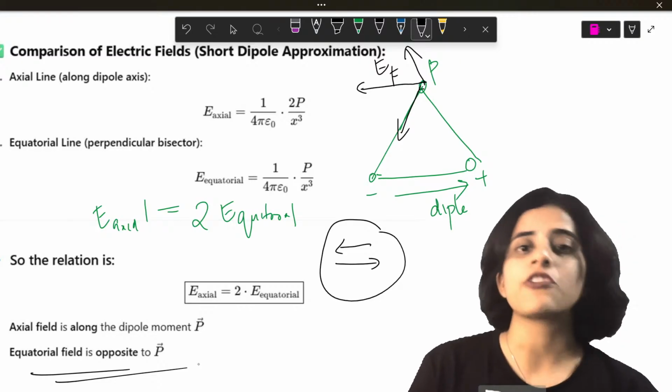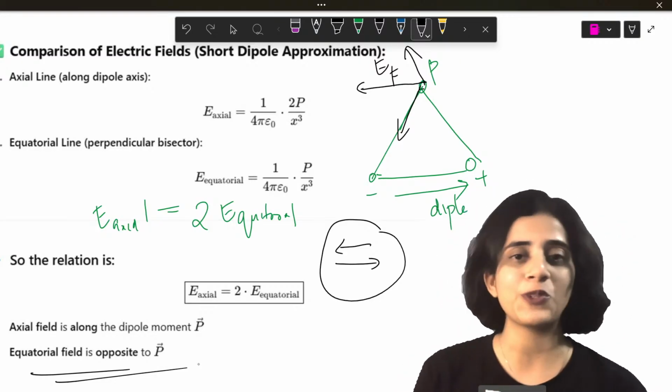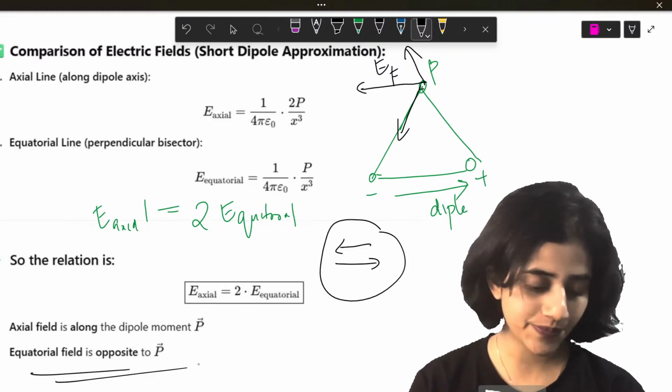Nagappa, I am right now in Bangalore, but originally I am from Kerala. Where are you from, Nagappa?